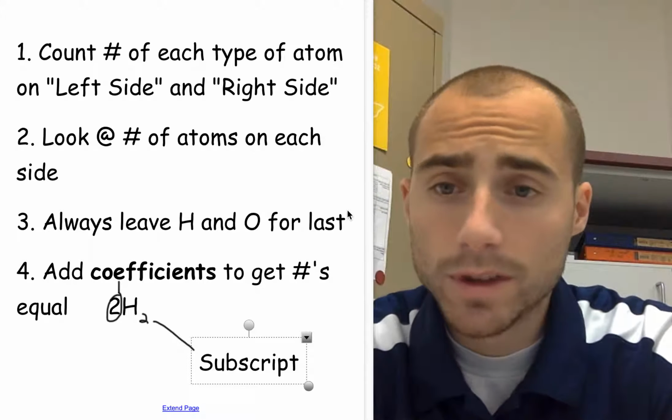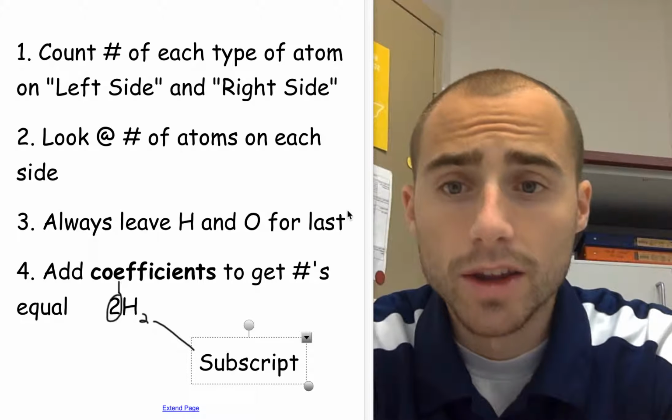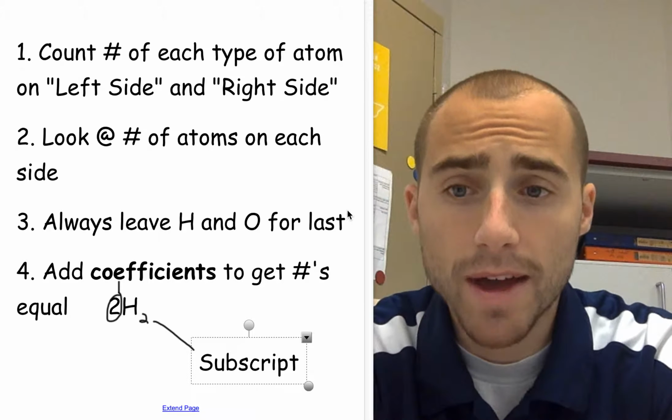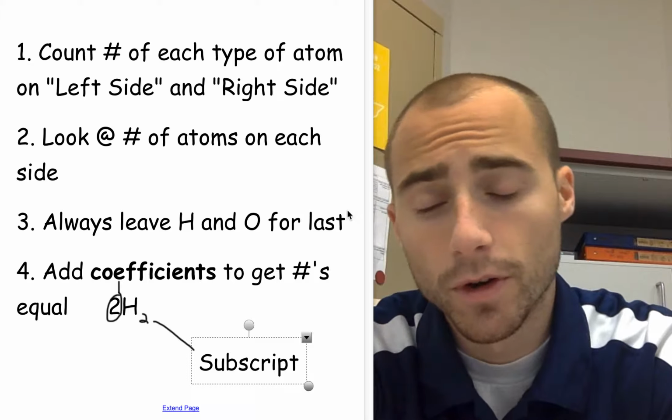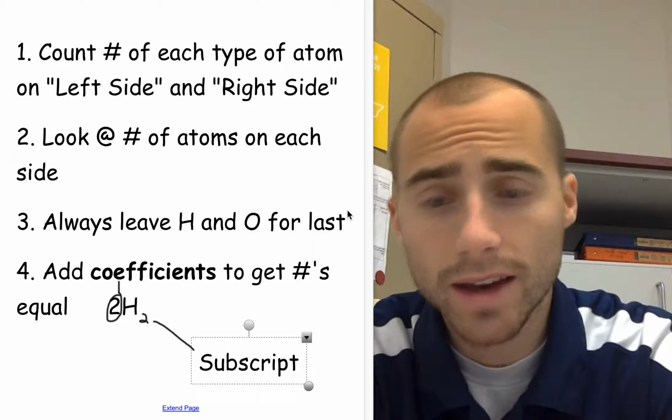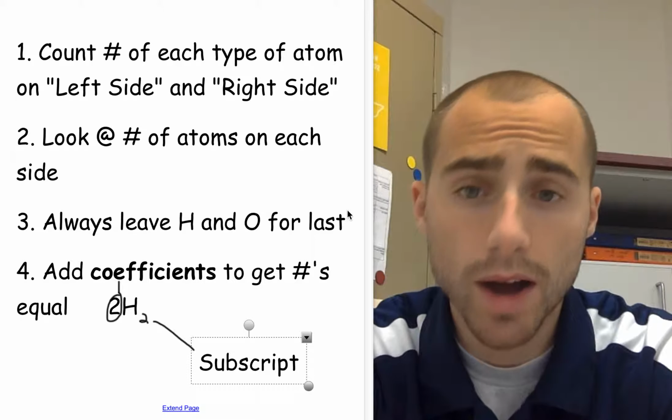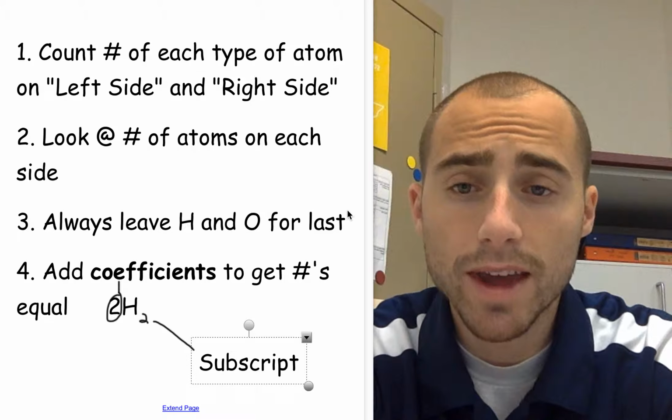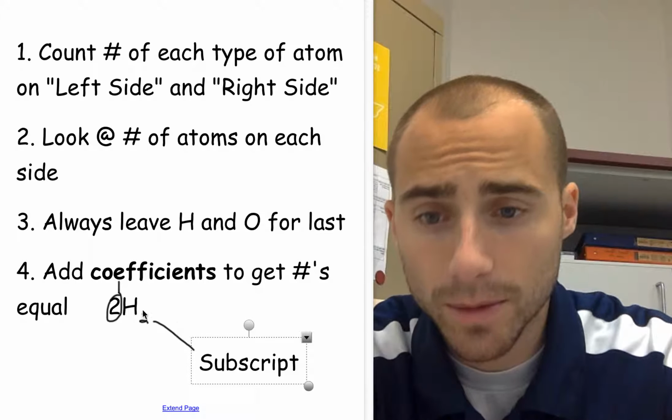So our 4 steps, we have 2 sides of an equation, right? The left side are the reactants and the right side are the products. You want to count the number of each type of atom on each side, first on the left side or the reactant side, then on the right side or the product side. And how we count those atoms is using the subscript right here.